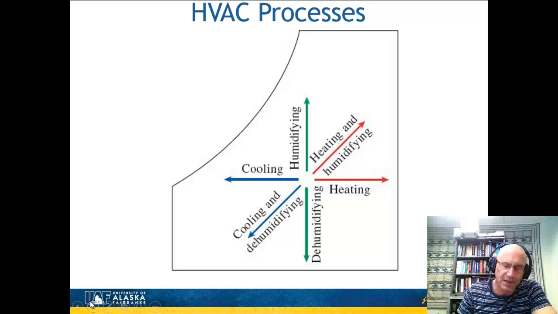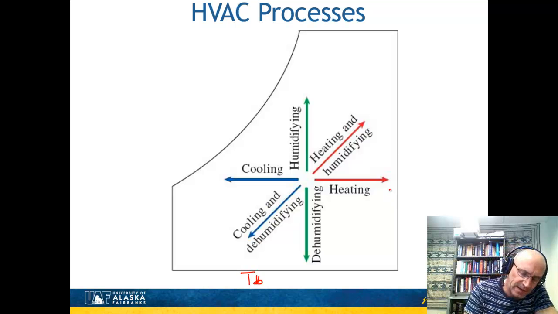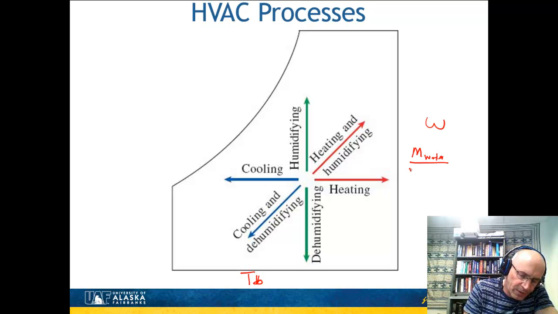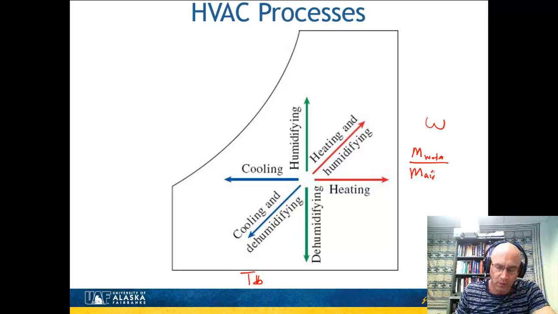Here I've just got a sketch of the psychrometric chart from the textbook. And remember, down here on the x-axis, this is the temperature, often called the dry bulb temperature. I like to think of it just as the absolute temperature, the actual temperature of the air. And over here on the y-axis, on the right-hand side, this is the humidity ratio, usually using the Greek symbol omega, which is the mass of water per mass of air. So remember, the mass of the water divided by the mass of the air that's actually holding that water.